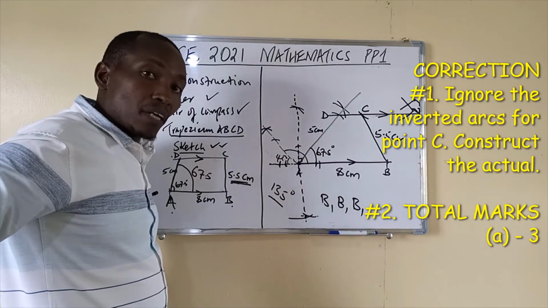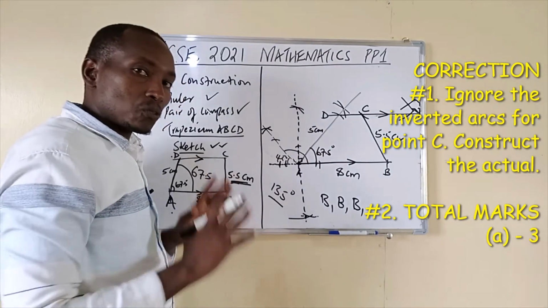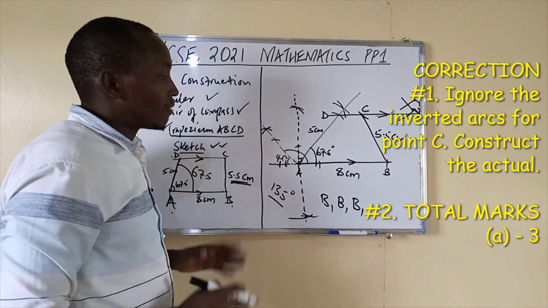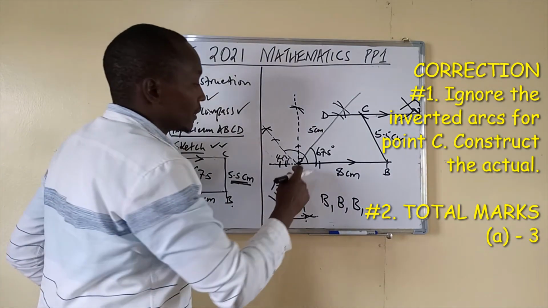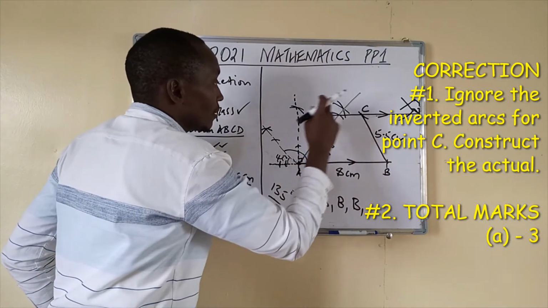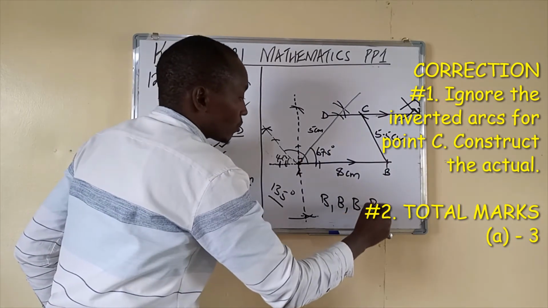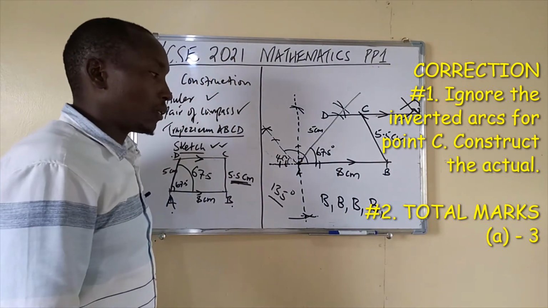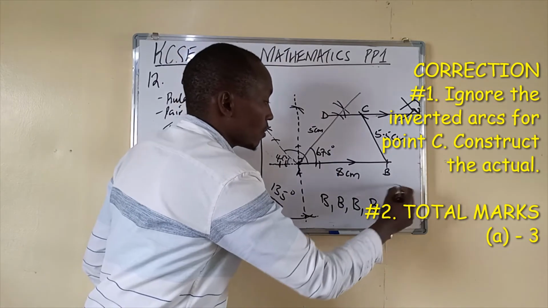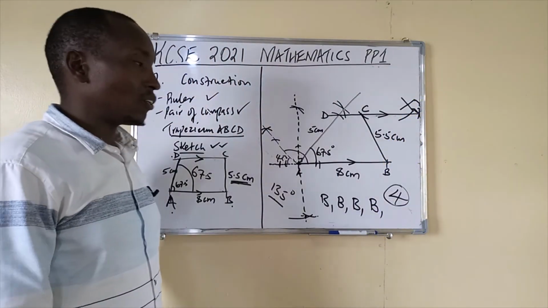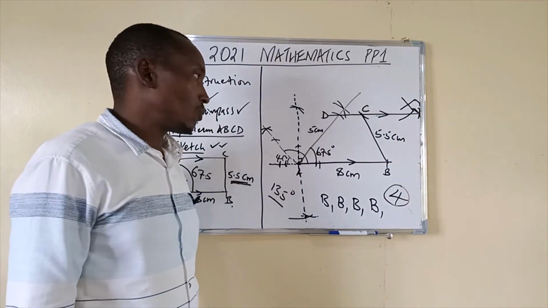With your pair of compasses and a ruler, you can follow what exactly I've done. And finally, I have the trapezium ABCD. If the student is able to locate point C, another point for the 4 marks. So kindly construct it during your free time.